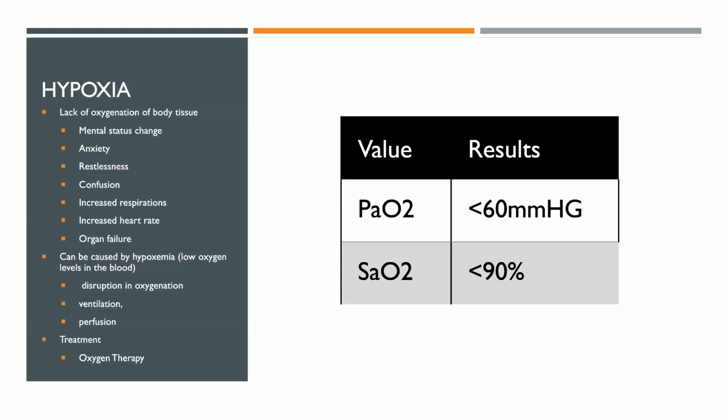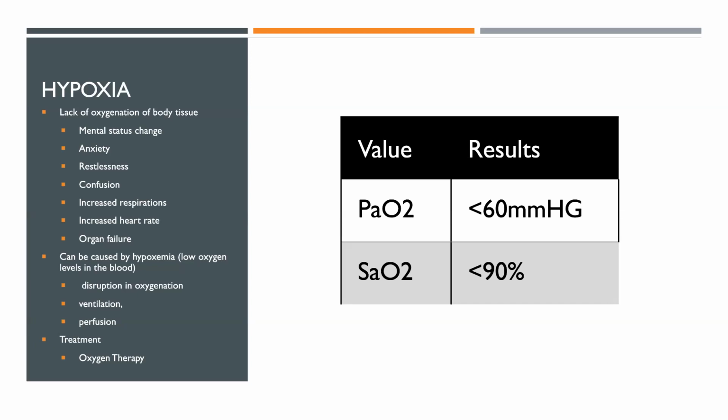So when we look at hypoxia in general, this is the lack of oxygenation of body tissues. It is a result of hypoxemia, which remember is low oxygen levels in the blood. And lack of oxygenation to body tissues can cause tissue death. When someone is hypoxic, typical symptoms that we see are mental status change, anxiety, restlessness, confusion, increased respirations, increased heart rate, and organ failure.